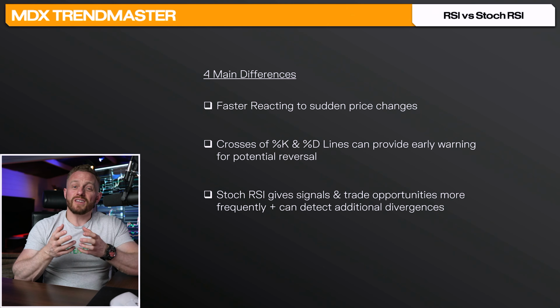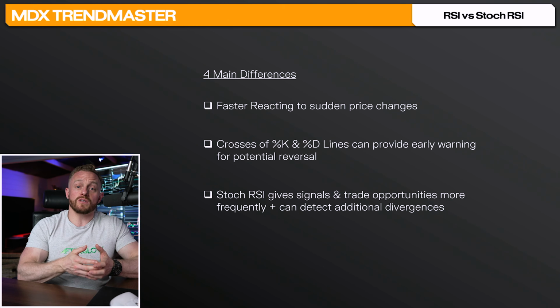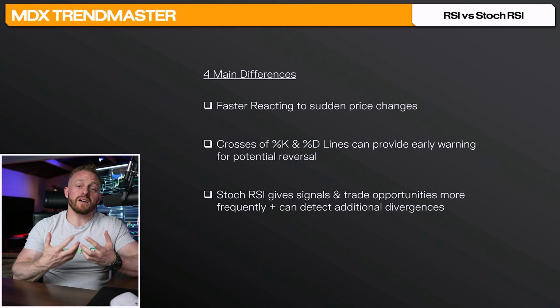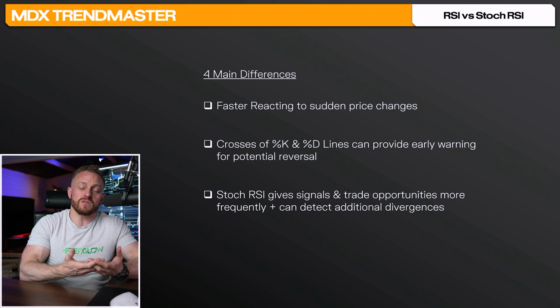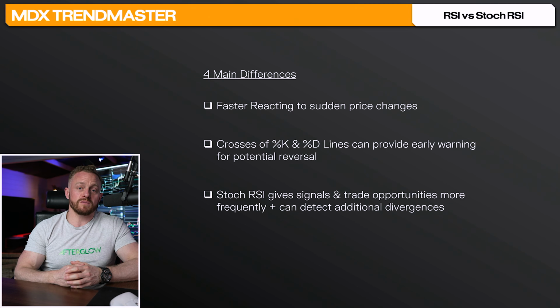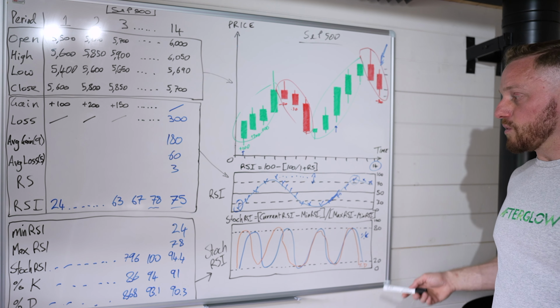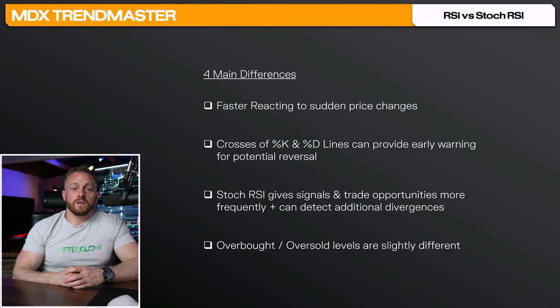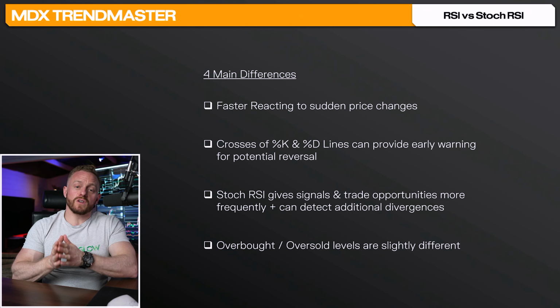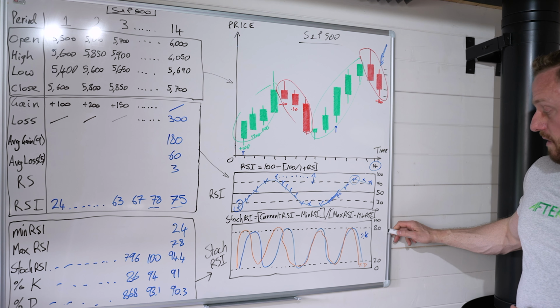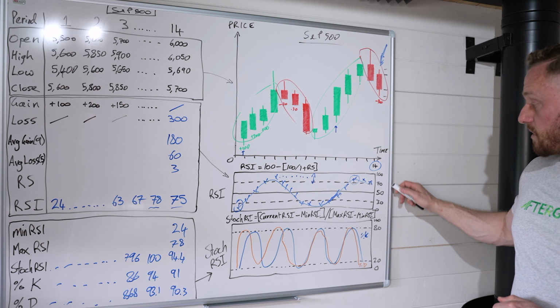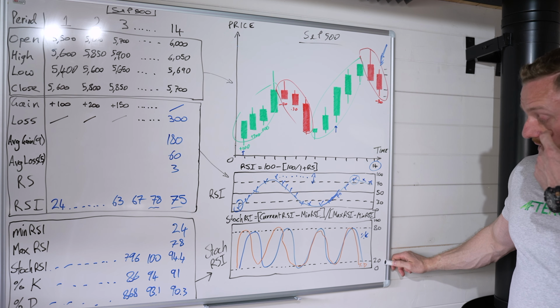The third benefit is that due to stochastic RSI's faster reacting nature, it can give us more signals and trade opportunities and detect extra divergences compared to the regular RSI. Because you can see it oscillating much more frequently than the regular RSI. And the last point to note is that stochastic RSI does have slightly different levels for those overbought and oversold zones. With stochastic RSI, overbought is anything over 80 instead of 70, and oversold is anything below 20 instead of 30.